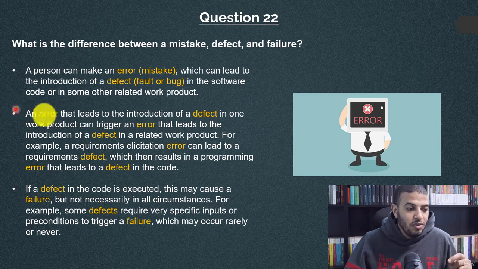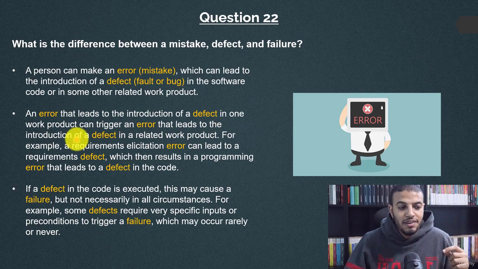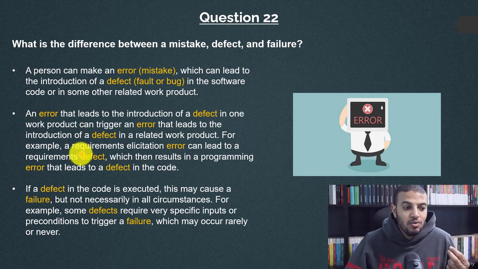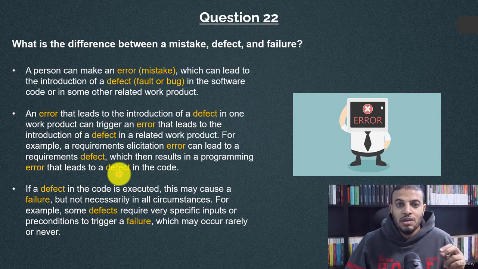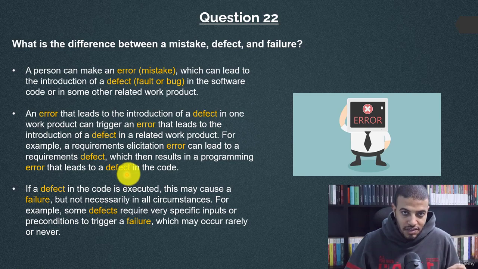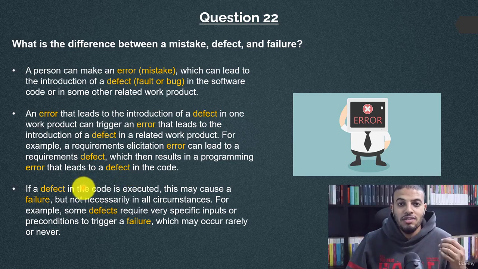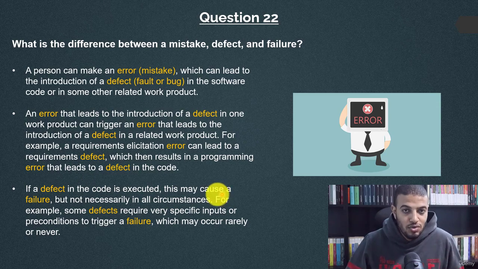So like we see here, an error that leads to the introduction of a defect in one work product can trigger an error that leads to the introduction of a defect in a related work product. For example, a requirements elicitation error can lead to a requirements defect, which then results in a programming error that leads to a defect in the code. And this is why sometimes we use root cause analysis in order to know the root errors that caused this defect. The defect that happens in the requirements or in the code can lead to a failure, but this will happen if this code is executed.